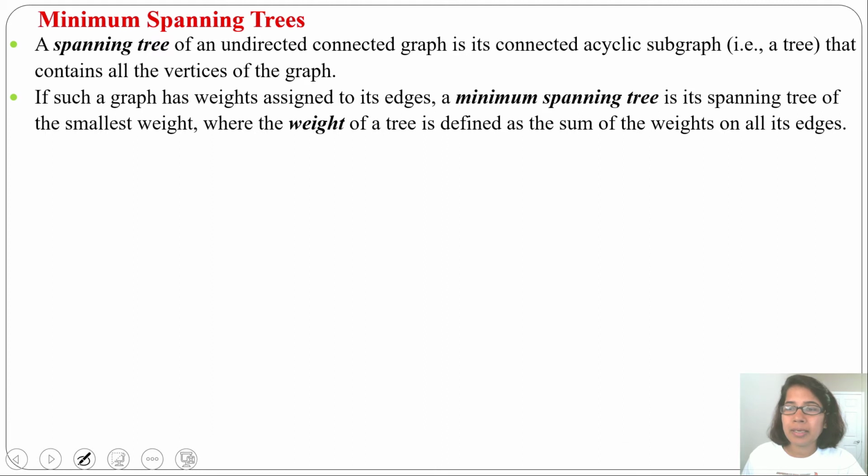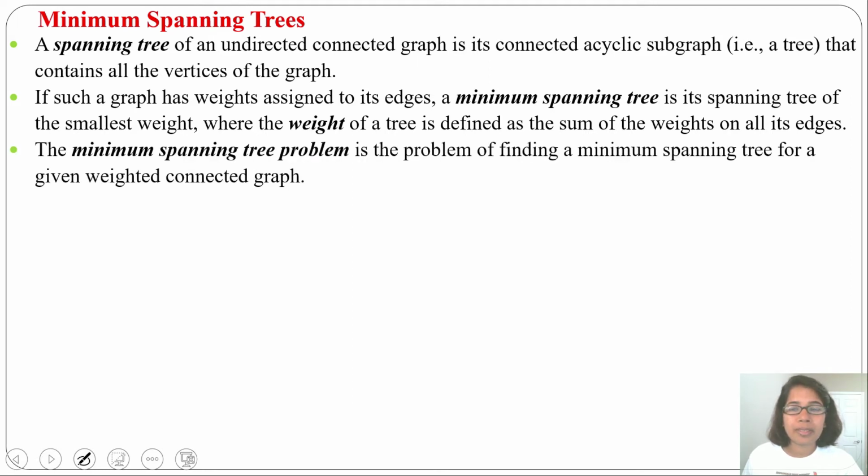So minimum spanning tree is the spanning tree of the smallest weight, where the weight of the tree is defined as the sum of the weights of all its edges that we consider in the spanning tree. And for one graph, there can be different spanning trees. So which one is the minimum? Finding minimum spanning tree is called the minimum spanning tree problem.